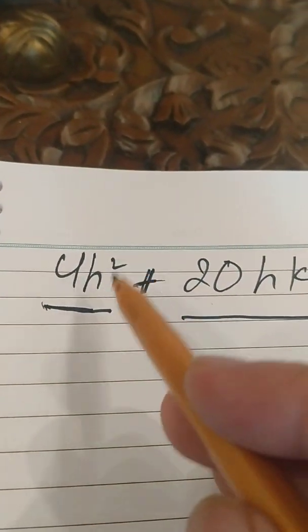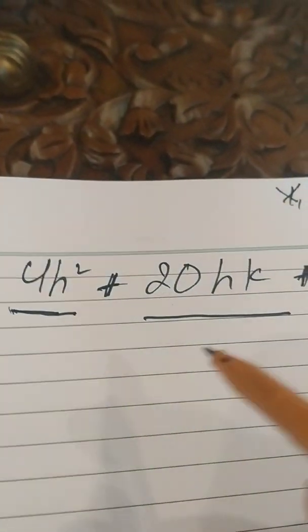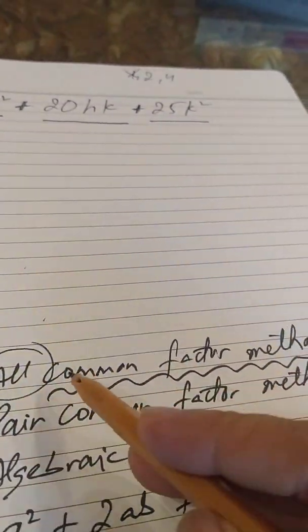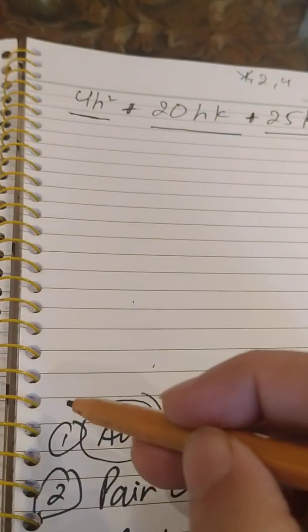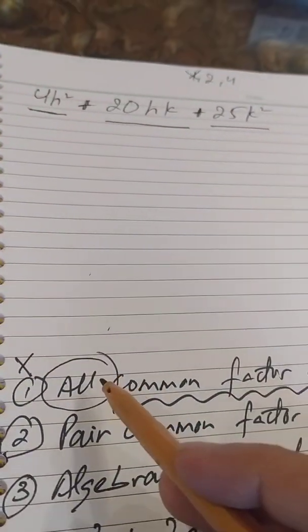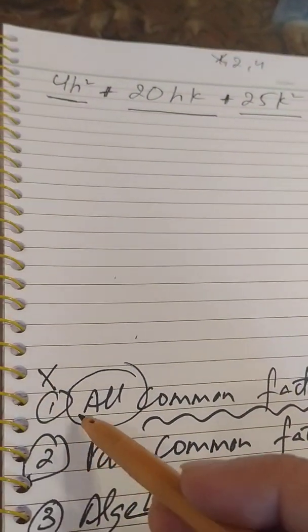Then we come to the second variable, k. k is in the last term, k is in the second term, but look here, k is not in the first term. So it means in this algebraic expression the all common factor method does not apply. This time this method has failed. When we don't have an all common factor, we move to the second method.